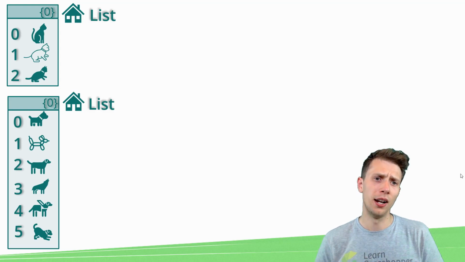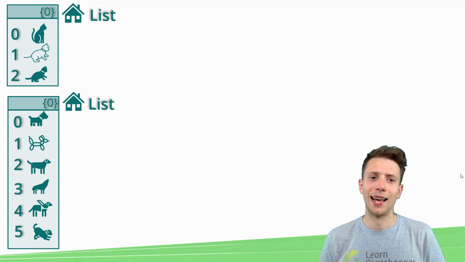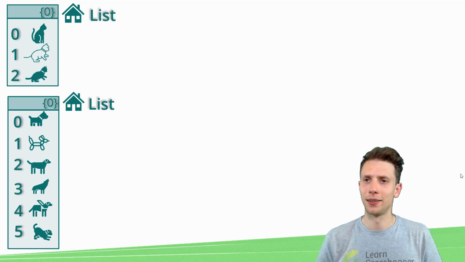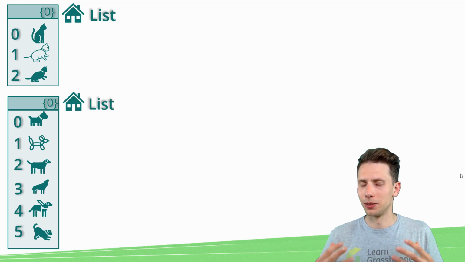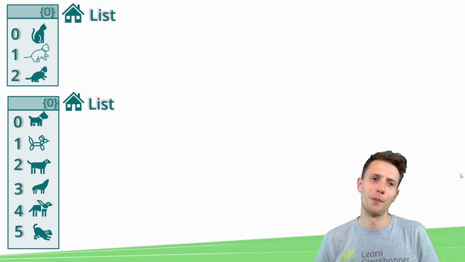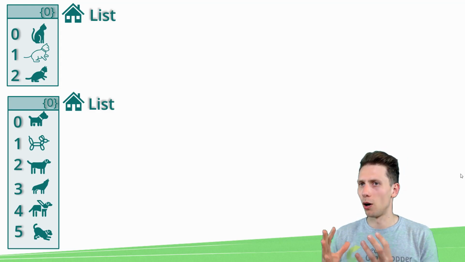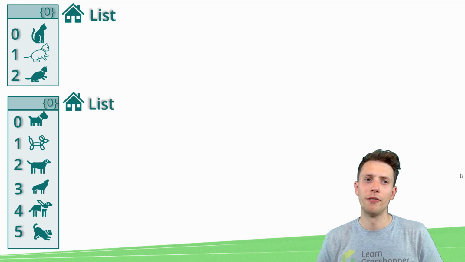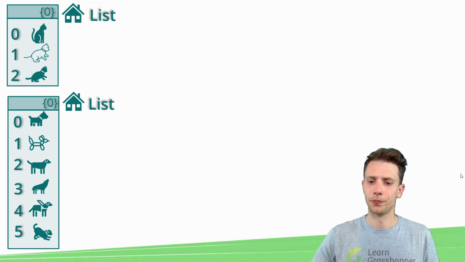So we have here two lists. In the first list we have 3 cats, and in the second list we have 6 dogs. To describe this a little bit more, we can say that our list is our home. Let's say that this is a home for these 3 cats. So our list lives in one house.